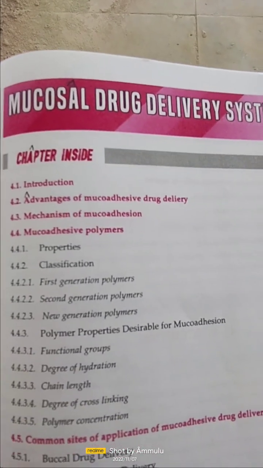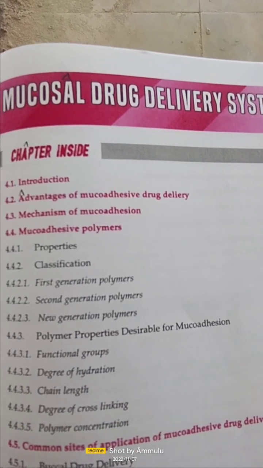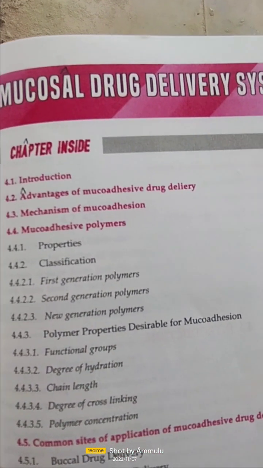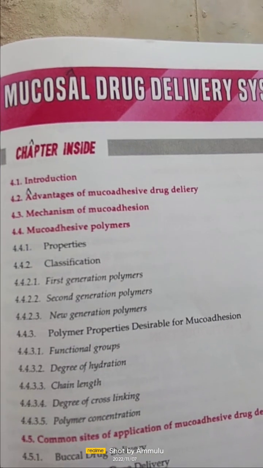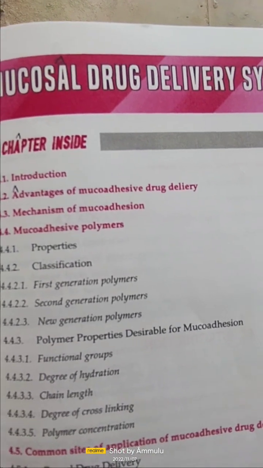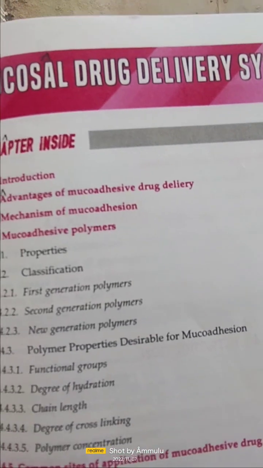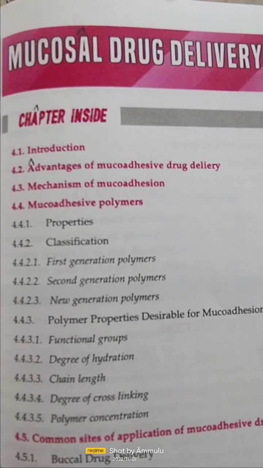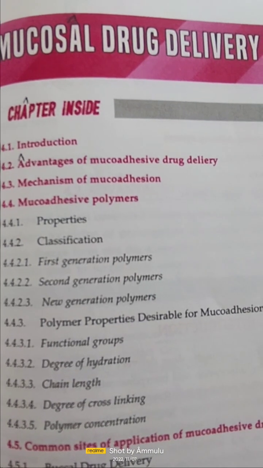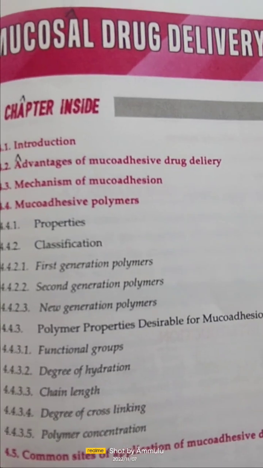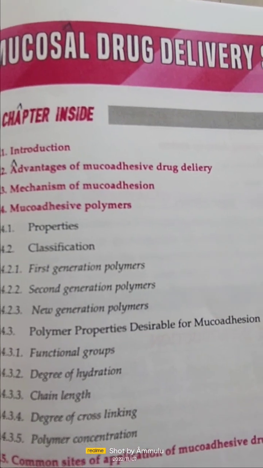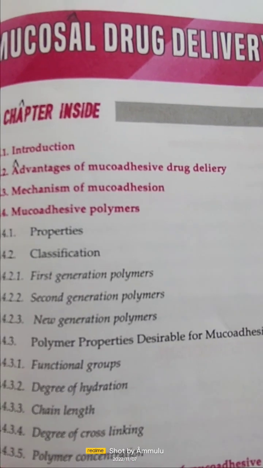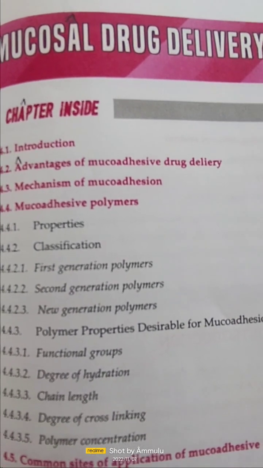In this video, we will discuss the mucosal drug delivery system. In this mucosal drug delivery system, we will discuss the introduction, advantages of the adhesive drug delivery system, mechanism, and polymers. In these polymers, we will discuss the properties of the polymers and classification: first generation of the polymers, second generation of the polymers, and new generation of the polymers.